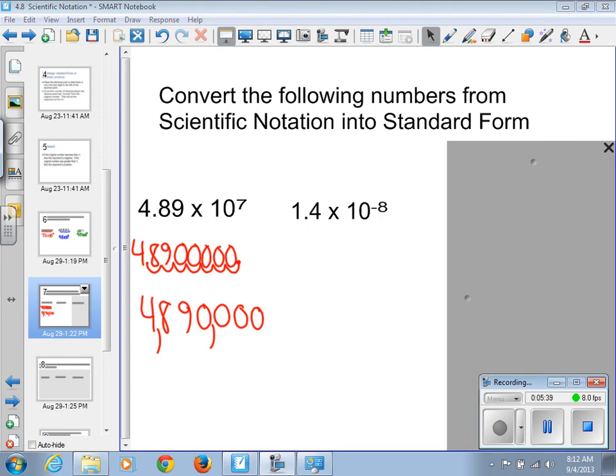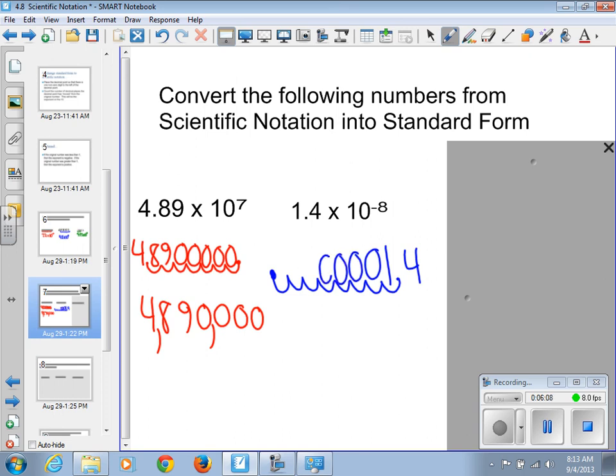Let's try another one going the other direction. So we have our original number, 1 and 4 tenths. Since our exponent is -8, we know our number is really small. So our point moves to the left 8 places. 1, 2, 3, 4, 5, 6, 7, 8. And again, those buckets remind me to place zeros there.